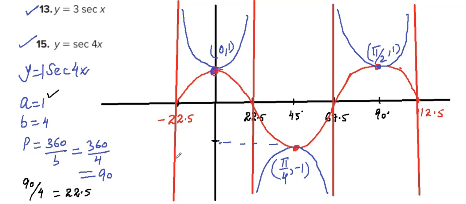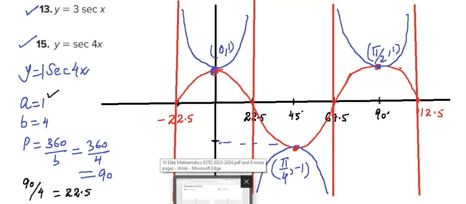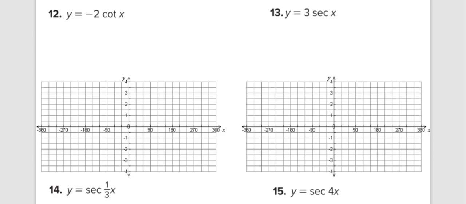So this, the blue one, is the graph of secant 4x, and the red one is cosine. So first you need to draw the graph of cosine. So look at this secant 4x graph on Desmos. I'll show you this.